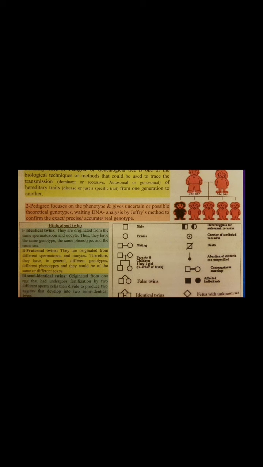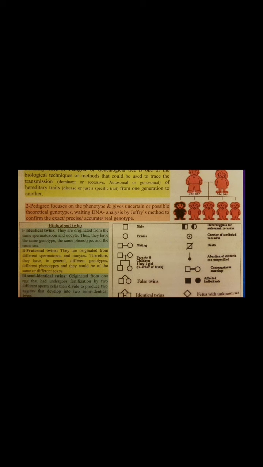Now what do I need to know about twins? Identical twins, fraternal twins, semi-identical twins. Identical twins are 100% identical in DNA, in genotype, and in sex. They originate from the same spermatozoon and oocyte. Basically I have one sperm and one oocyte, which gives a zygote, and then this zygote divided by mitosis. So they have the same genotype, same phenotype and same sex, meaning either two girls or two boys.